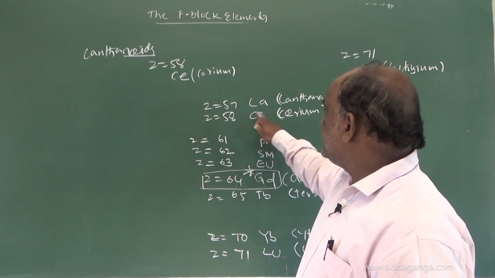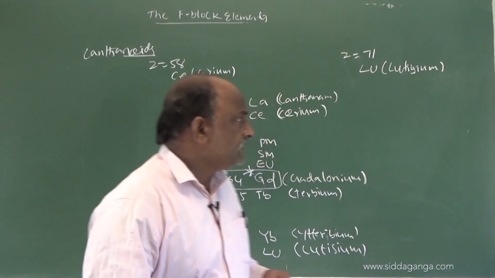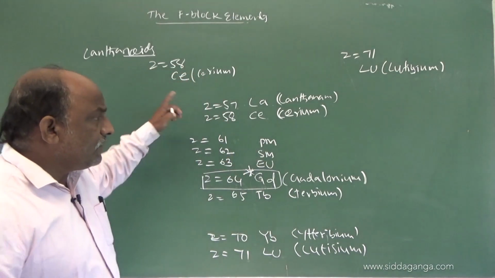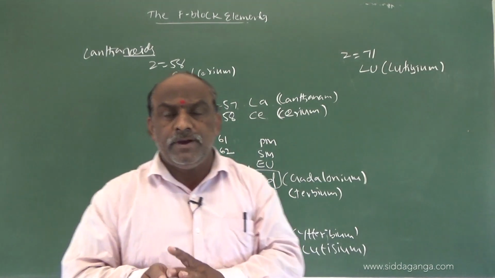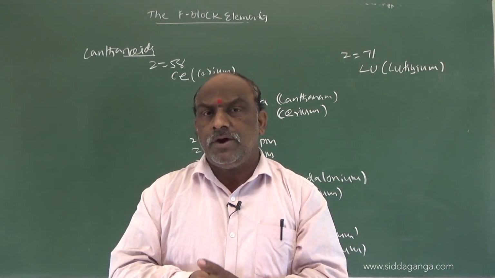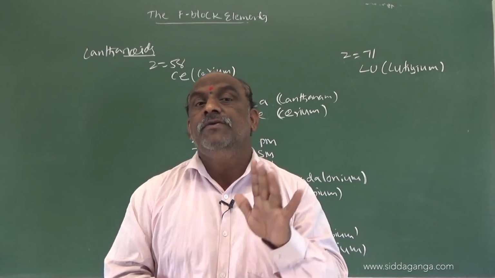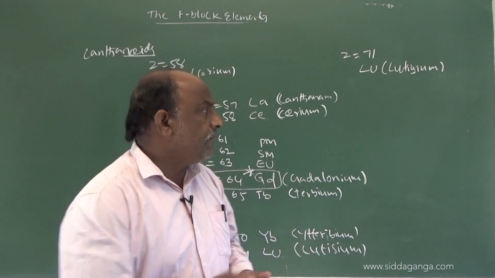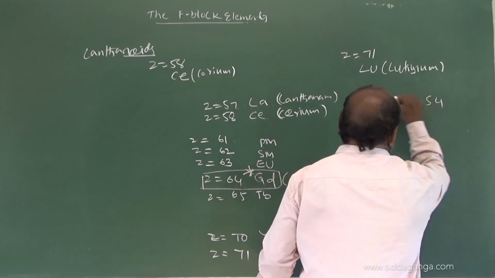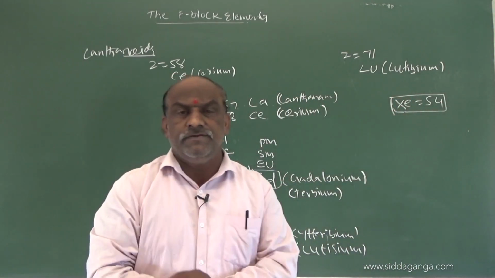So 58 cerium, 57 lanthanum. What will be the configuration of lanthanum? One more point to keep in your mind, my dear students, while writing electronic configurations: xenon, atomic number 54. Very, very important. While writing electronic configuration, you should keep in mind that the atomic number of xenon is 54. It is a stable noble gas configuration.